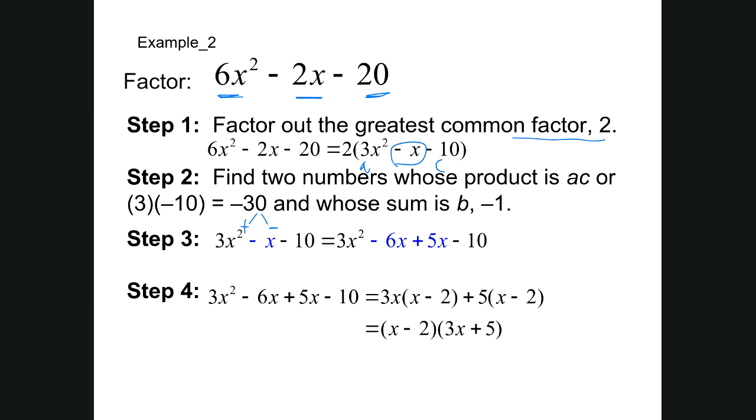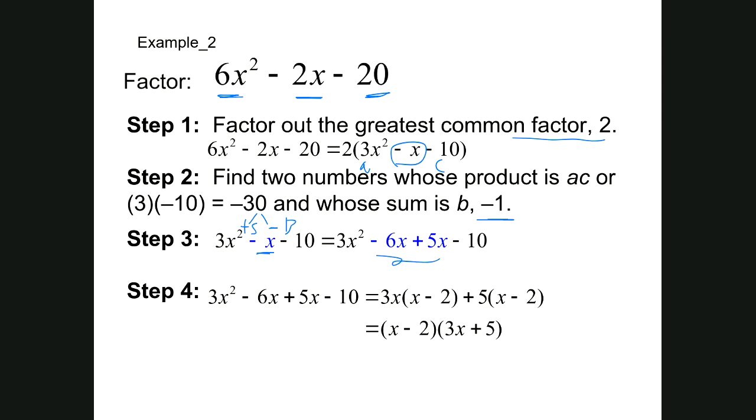So that means my bigger number should be negative, and my smaller number should be positive, right? So when you add them together it will be negative. If you think of 5 times 6, the difference will be 1. And we're going to make the 6 negative because 6 is bigger than 5. So negative 6x plus 5x gives you negative x.